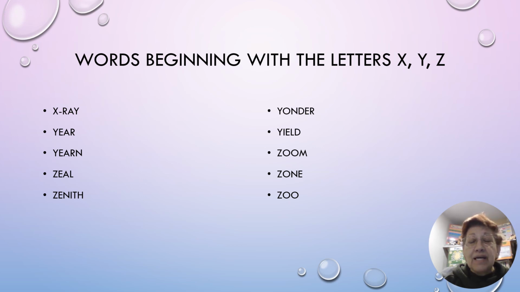Okay, so we're going to say the zenith. He has reached the zenith of his career as the president of the company. He has reached the zenith of his career as the president of his company. So he reached the maximum level, right?